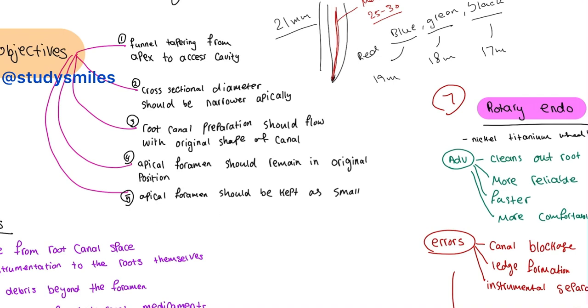The fifth objective is that the apical foramen should be kept as small as possible. That is because we don't want the overflow of the material through the apex. It will be like a both-way canal. If we widen it too much, bacteria can come, fluid can come inside, and likewise the root canal materials that we use for filling could just overflow.